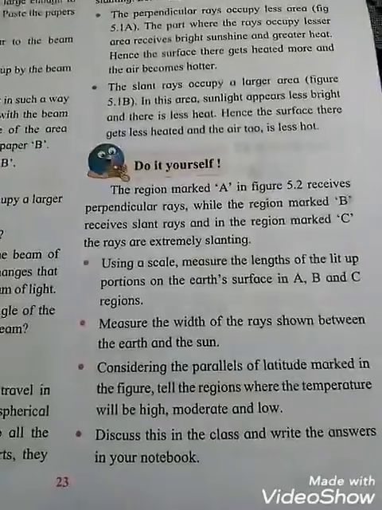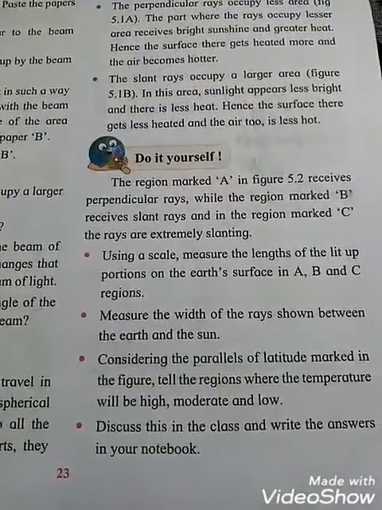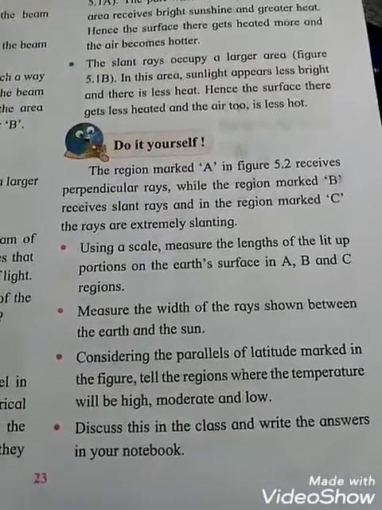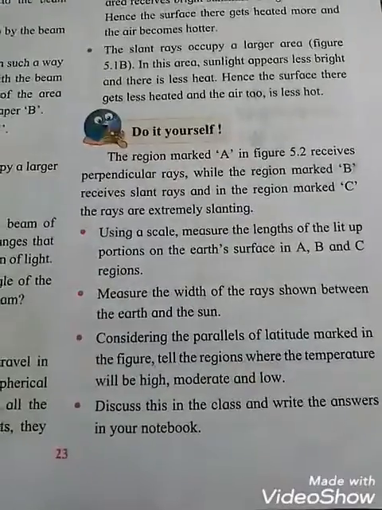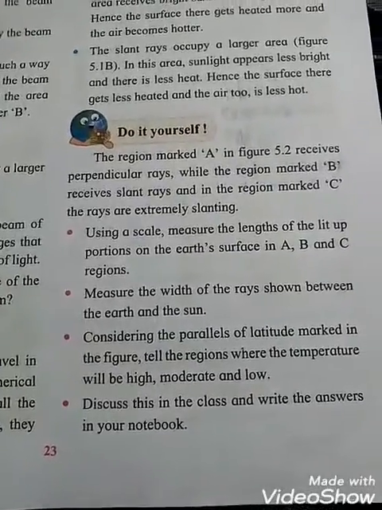So there are some questions, some points, students. Using a scale, measure the length of the portions of the surface in A, B and C regions. Now measure the width of the rays shown between the earth and the sun. Afterwards, considering the parallels of latitude marked in the figure, tell the regions where the temperature will be high, moderate and low. Discuss this in the class and write the answers in your notebook. So see students, it is totally activity based.